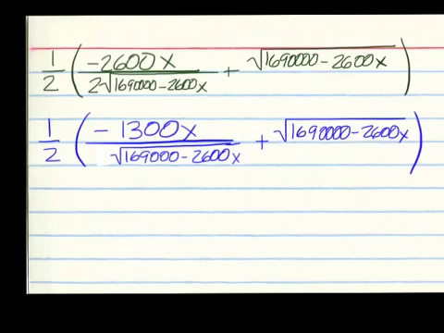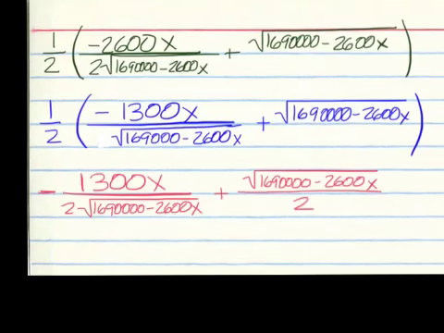Okay, so from the point where we found the minus 1300x, we go to the next line and come up with the following. Alright, so we've done what to get rid of the parentheses? Yeah, we multiplied everything by a half. So we've multiplied this by a half and this by a half. So that gives us a negative 1300x over 2 times the radical sign quantity, and then plus radical sign quantity over 2. Now we're getting close to where we can do something with this.